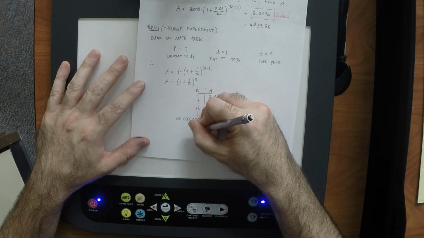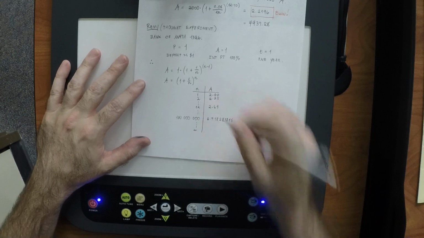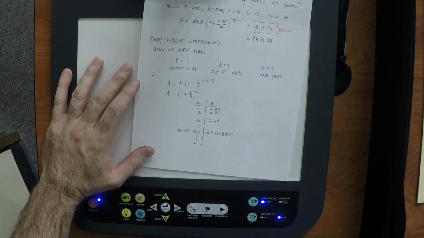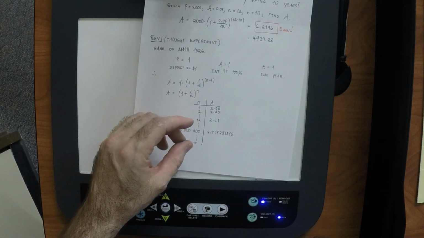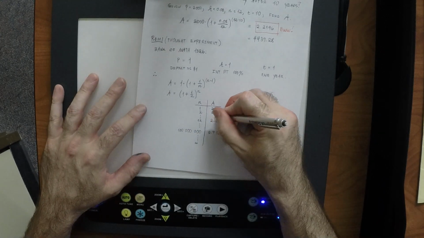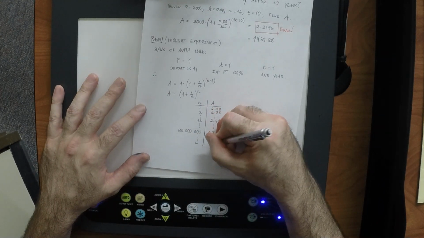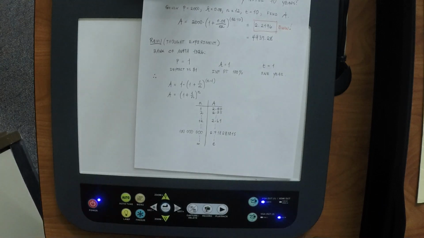So what I'm telling you is that the bank of Math 1326 has some interesting characteristics, but as it turns out, it is in fact not possible for your final account balance to ever exceed the natural number.